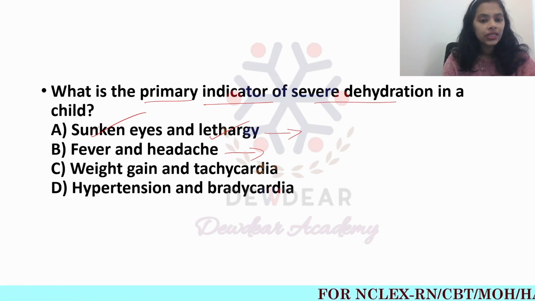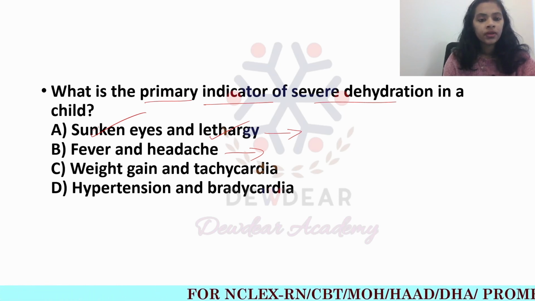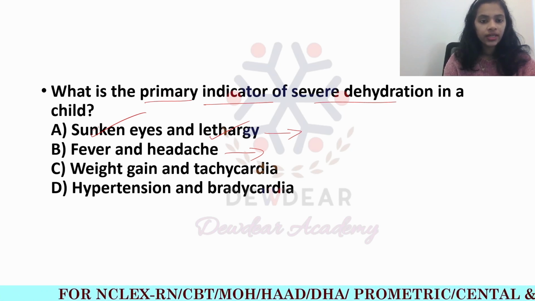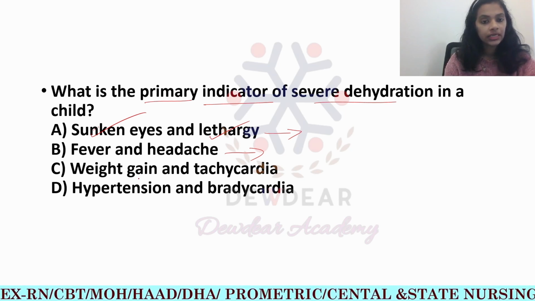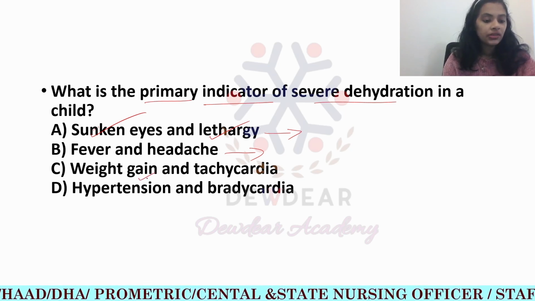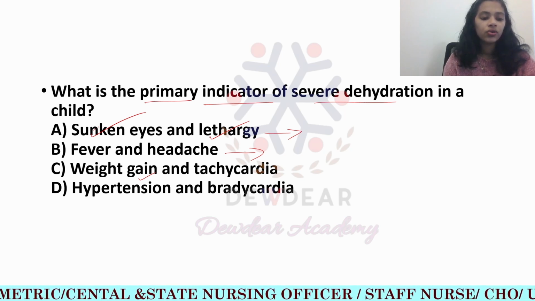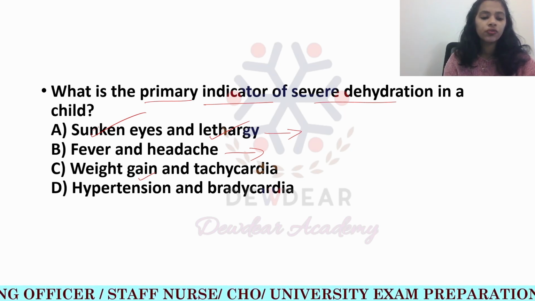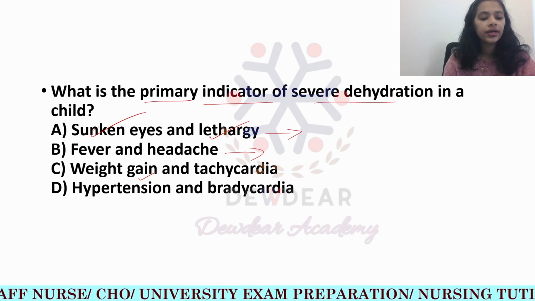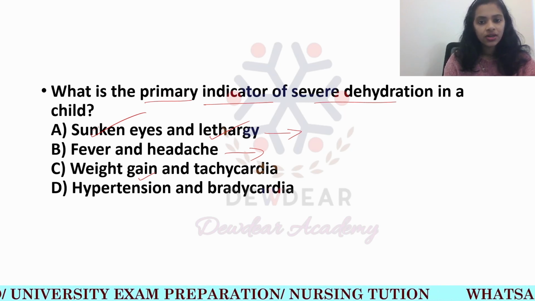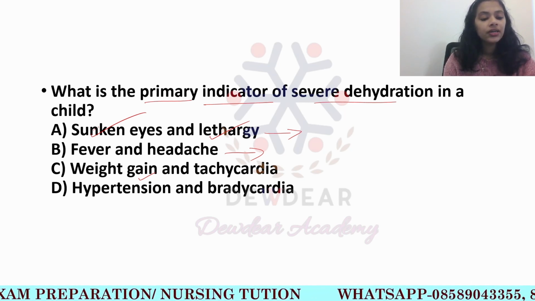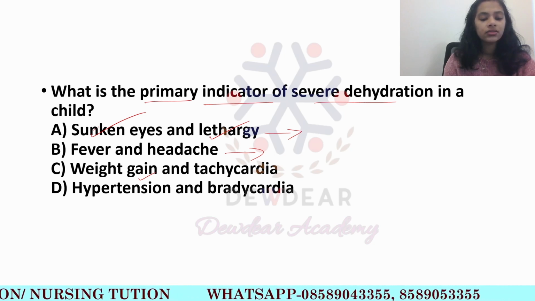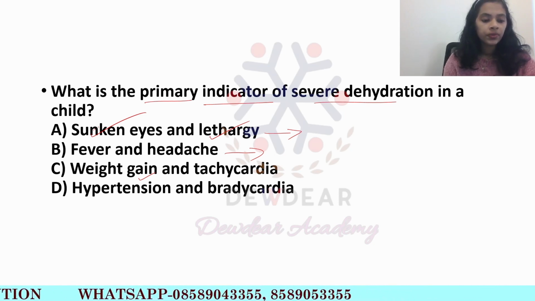Then option C, weight gain and tachycardia. In case of dehydration, weight gain is not correct, because usually there is weight loss in dehydration, as fluids are lost from the body. And tachycardia means increased heart rate. This tachycardia can occur, but that alone isn't considered a primary indicator.